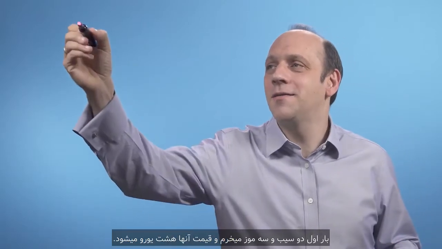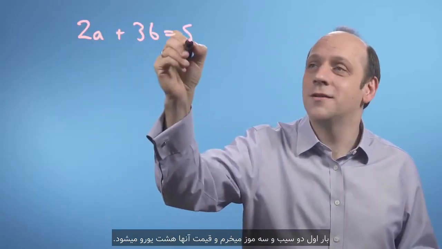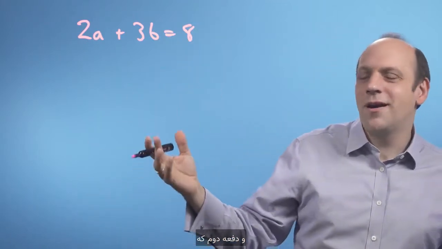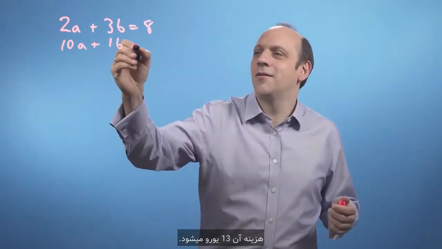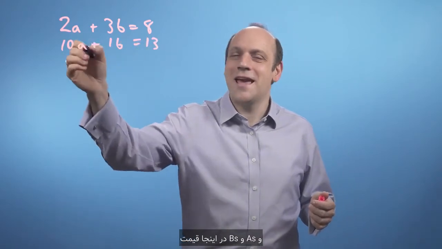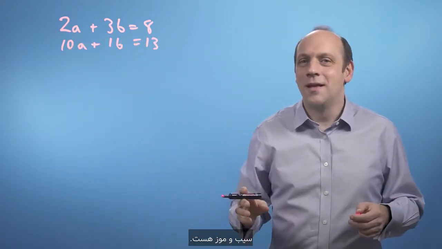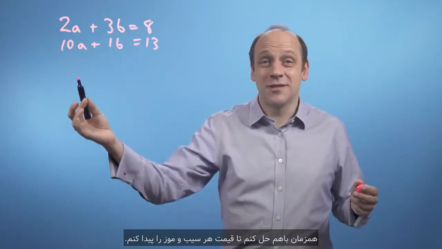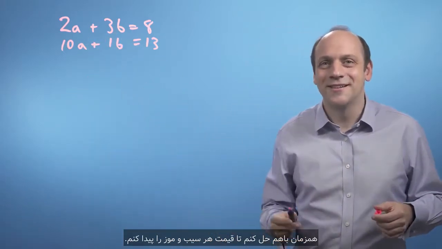The first time I buy 2 apples and 3 bananas and they cost €8. The second time I buy, say, 10 apples and 1 banana and the cost is €13. And the a's and the b's here are the price of a single apple and a single banana. What I'm going to have to do is solve these so-called simultaneous equations in order to discover the price of individual apples and bananas.